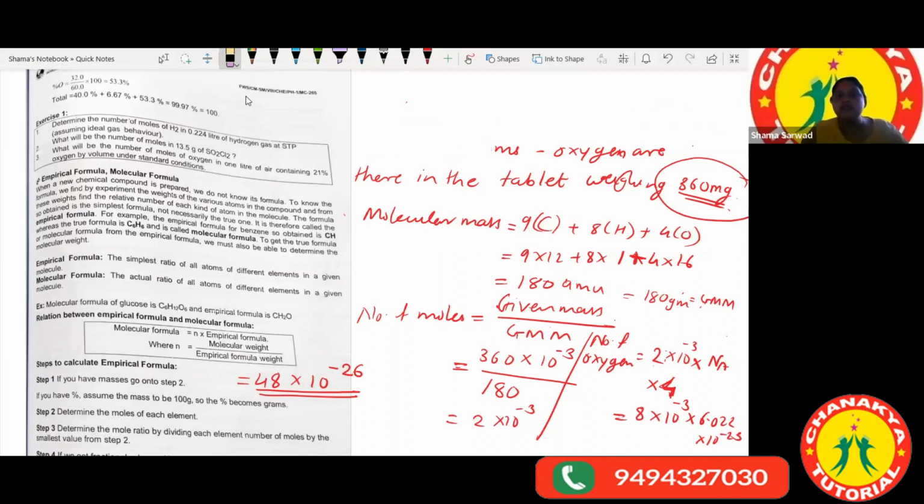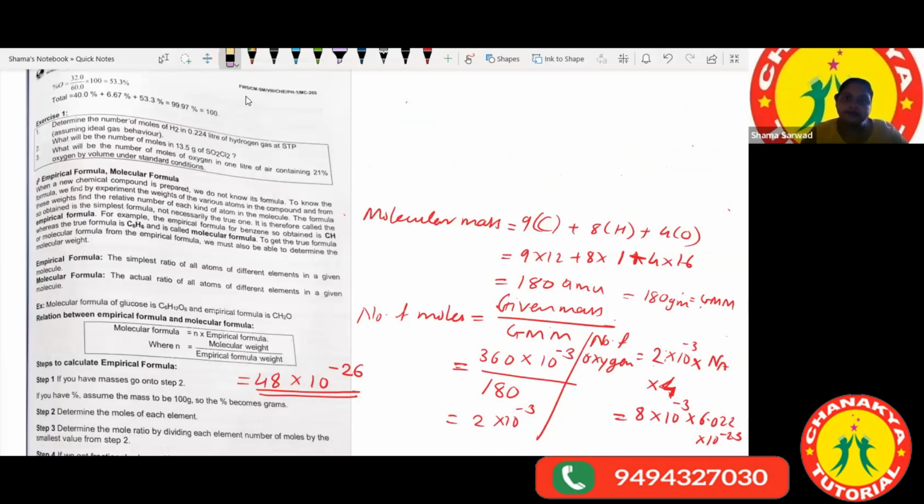Because for the mole concept, we can't invest much time. We have to clear the chapter, and many more concepts are there in this chapter, which are quite important.